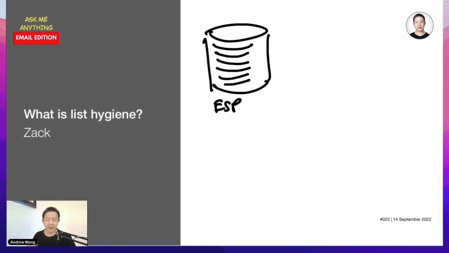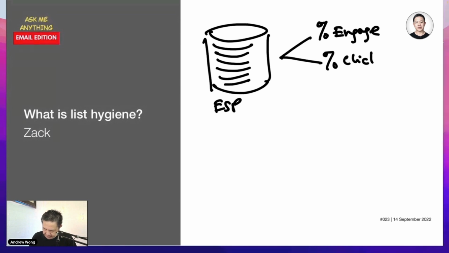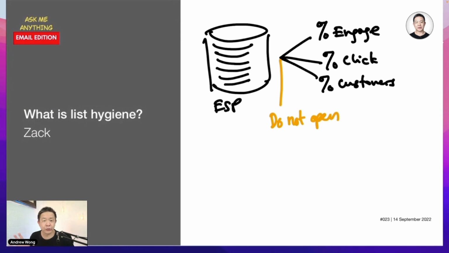And then you start sending emails. So what you have is a certain percentage of your list who will engage with your email. Obviously, a certain percentage, if they engage, they will click, right? And some of them will become customers. Then you have the others, right? Let's say those who do not open your email. But they didn't unsubscribe, they just don't open your emails.